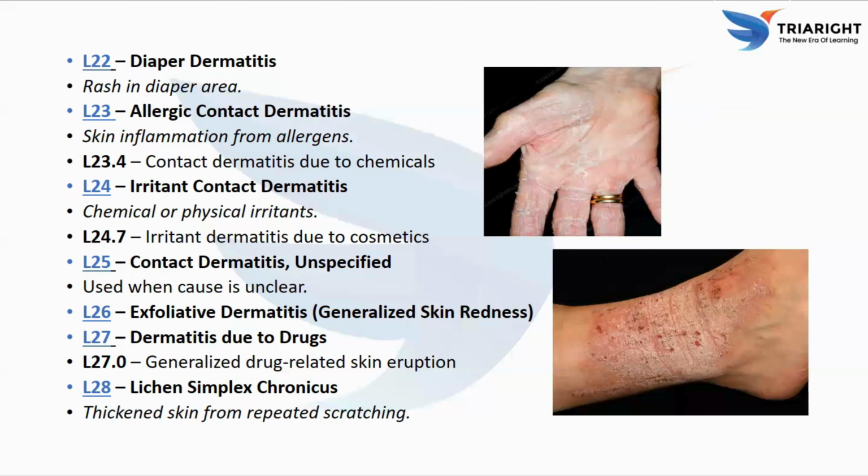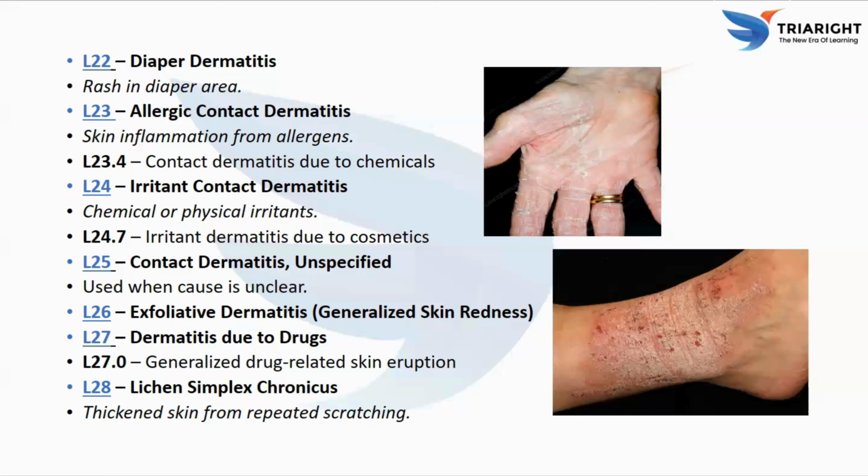So next, coming to L25 codes. It is for contact dermatitis, unspecified. This code is used whenever the cause is unknown or not documented. The symptoms match dermatitis, but the trigger isn't identified. You have to use L25 only when the documentation lacks a clear cause. So next is the L26 code for exfoliative dermatitis. It is a general skin redness, severe and widespread, with scaling over 90% of the body surface. It may be associated with drugs, cancer, or autoimmune disease. So it requires emergency medical care.